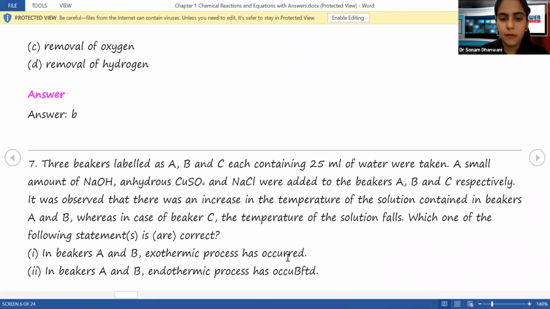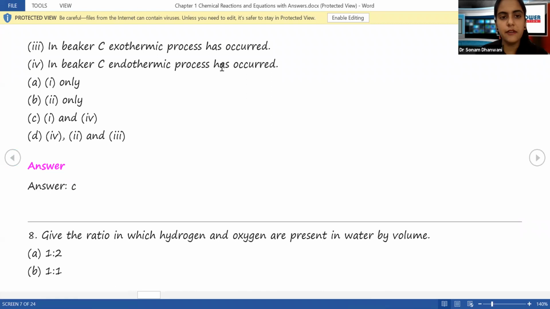So that means exothermic is happening in A and B, and exactly the opposite, in C, endothermic is happening. Correct? In beaker C, an endothermic process has occurred. So it is option 1 and 4. So yes, it is option number C, that is 1 and 4. Okay, got it? Yes, going ahead.